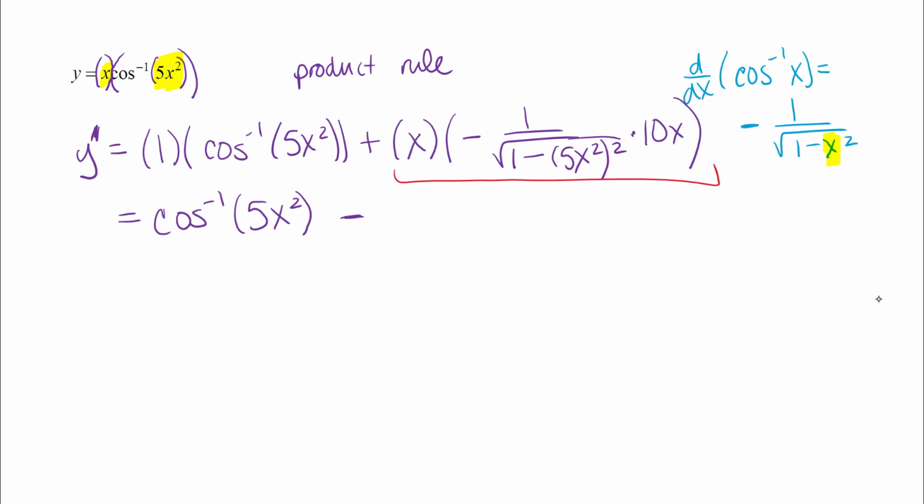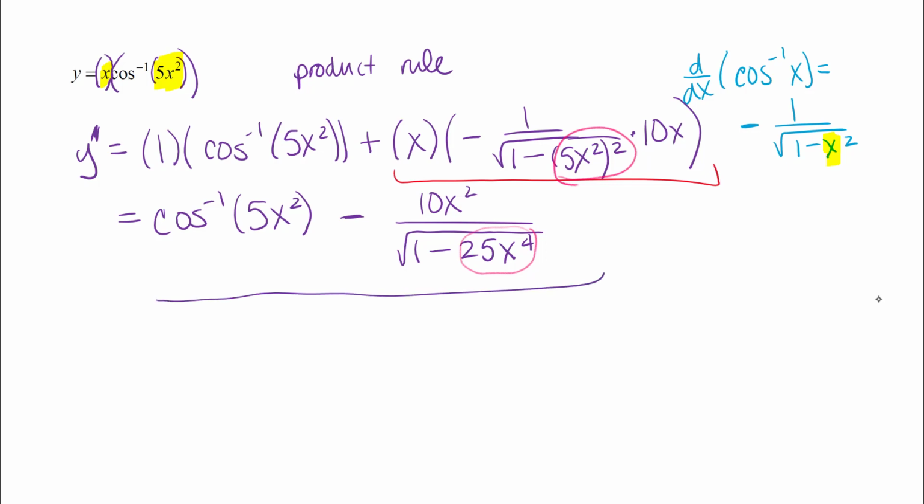And then on the numerator, I'll have x times 1 times 10x, so 10x squared. And then on the denominator, I'll have this radical, and I'm going to go ahead and simplify the 5x squared, the quantity squared, so that would be 25x to the fourth. Don't forget to square the 5 that is in that. So this 5x squared, the quantity squared, means 5x squared times 5x squared. So that's where I get that 25x to the fourth in my answer. Okay, and that's it. That's really all the simplifying I can do. So there is my y prime.